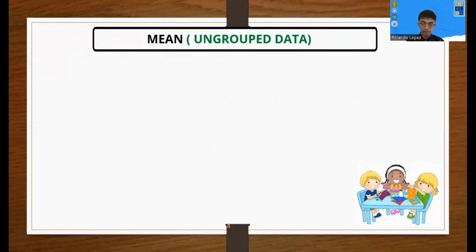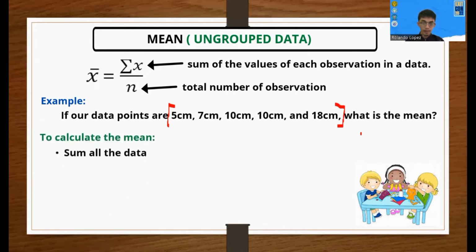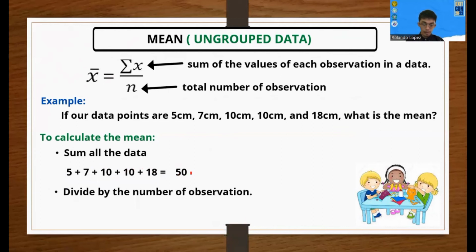So let's have an example for you to easily understand this. We have here a data. What is the mean? To calculate the mean, sum all the data. So 5 plus 7 plus 10 plus 10 plus 18 is equal to 50. This, class, is the meaning of this symbol: sum of the values of each observation in a data. Divide by the number of observations.